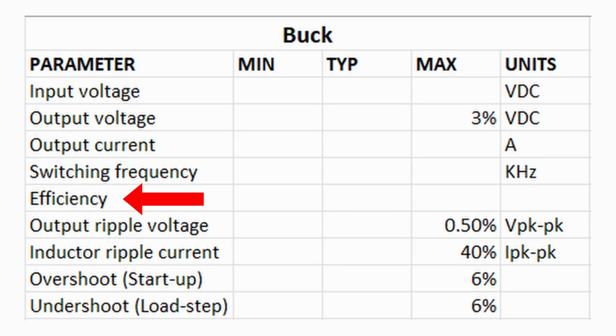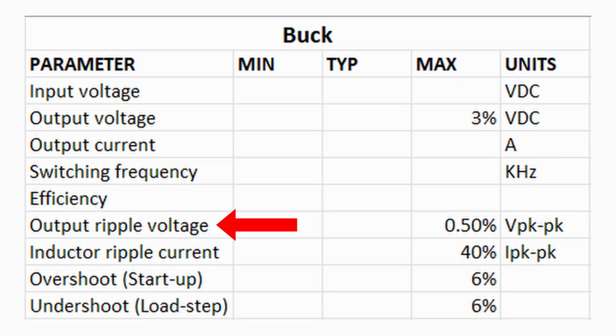And that is a great segue into the next parameter, which is going to be the efficiency. Efficiency is one of those parameters that could be super important for your application or not really important at all. For example, if your device needs to be battery powered, you'll probably pay close attention to your efficiency because that can significantly affect the battery life of your device.